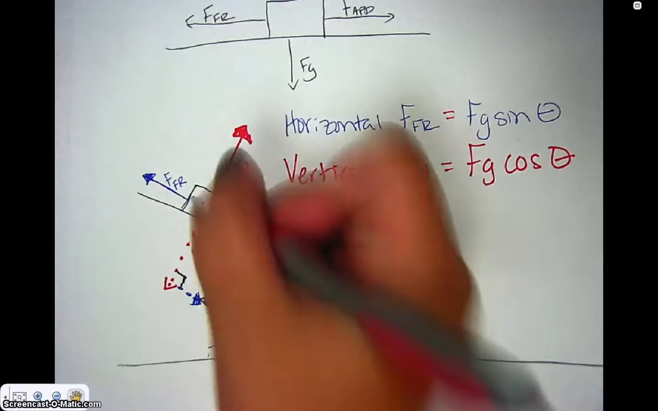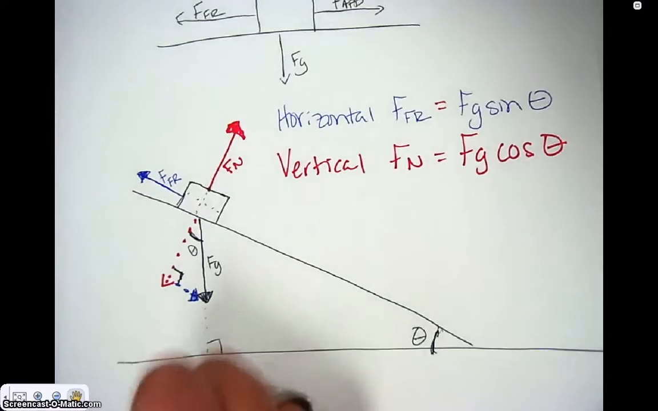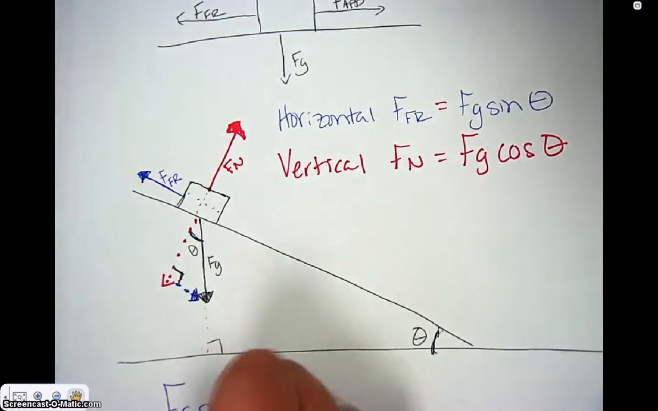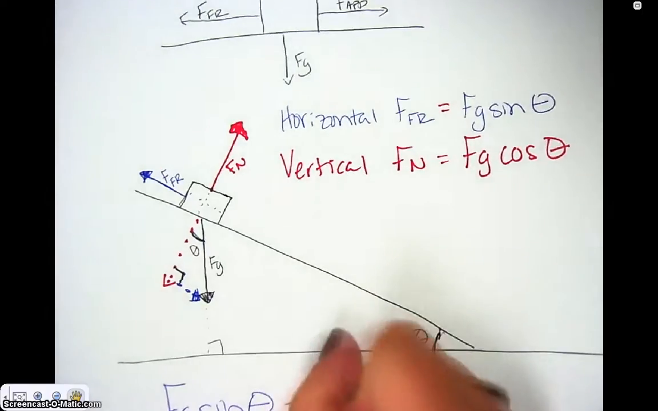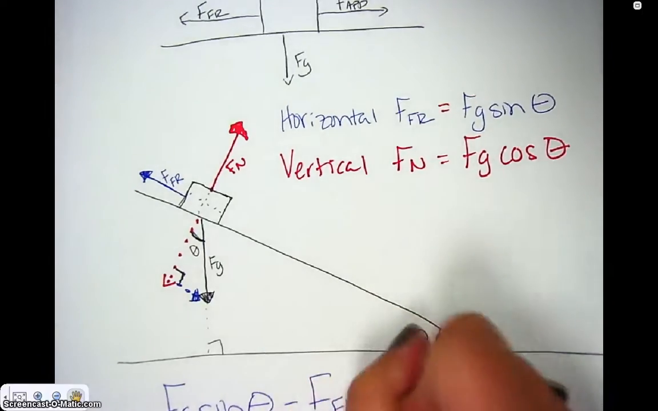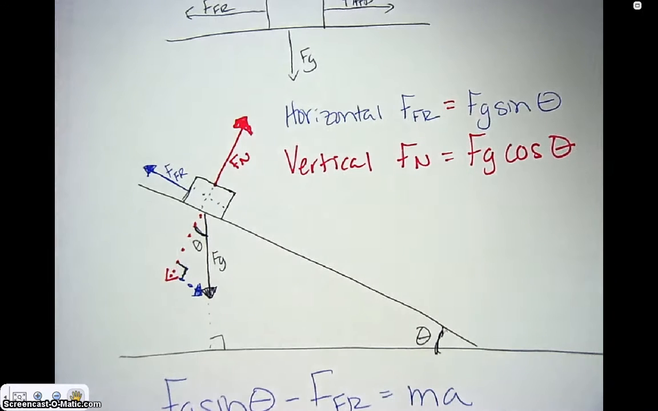Now, if they're in equilibrium, we can set them equal to each other, right, which might be the case. However, the object could be accelerating down the hill, and if that were the case, then I would just set up a sum of all forces equation saying that Fg sine of theta minus, because friction would be acting in the opposite direction, is equal to mass times acceleration, right?